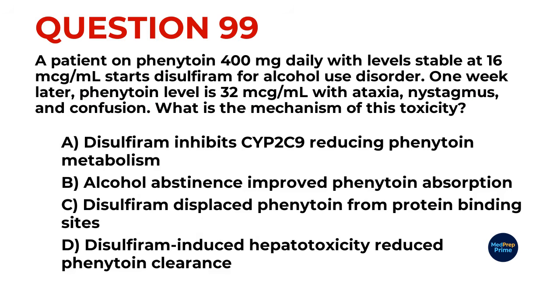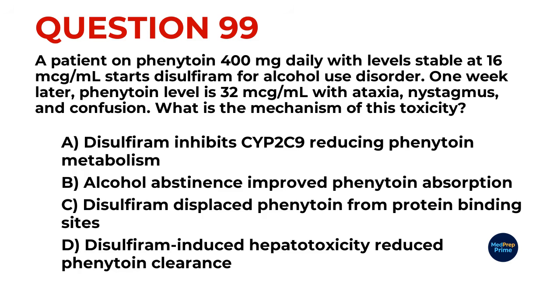A patient on phenytoin 400 mg daily with levels stable at 16 micrograms per milliliter starts disulfiram for alcohol use disorder. 1 week later, phenytoin level is 32 micrograms per milliliter with ataxia, nystagmus, and confusion. What is the mechanism of this toxicity?